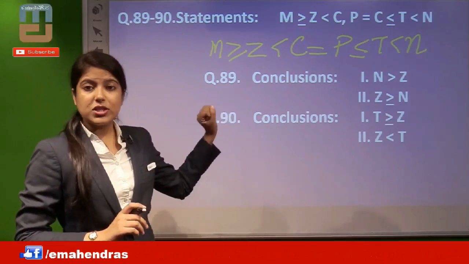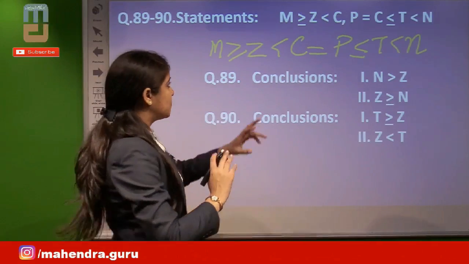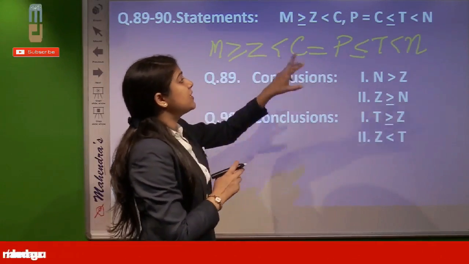Now let's check the conclusions, what they show. The first conclusion says N > Z. Now N > Z, so we'll just check N to Z, whether it is greater or not.